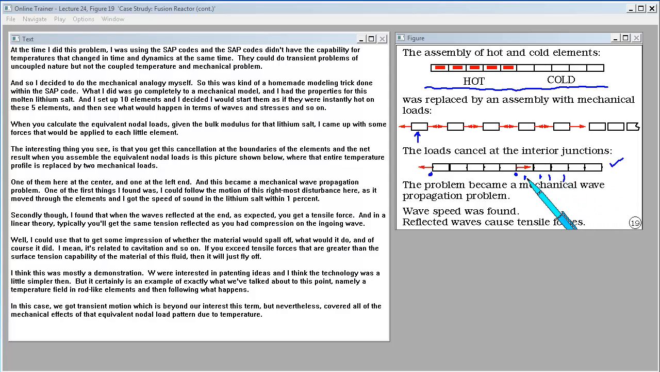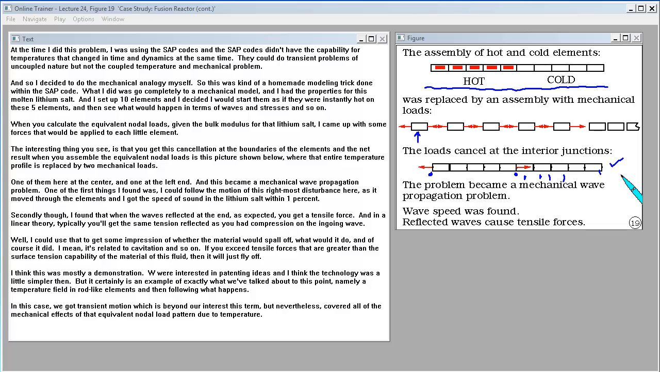Secondly, though, I found that when the waves reflected at the end, as expected, you get a tensile force. And in a linear theory, typically you'll get the same tension reflected as you had compression on the ingoing wave. Well, I could use that to get some impression of whether the material would spall off, what it would do, and of course it did. I mean, it's related to cavitation and so on. If you exceed tensile forces that are greater than the surface tension capability of the material of this fluid, then it will just fly off.